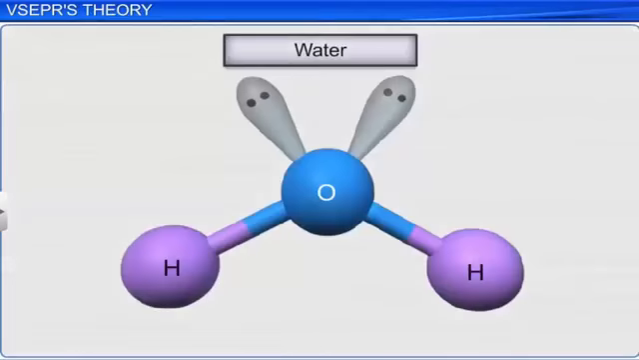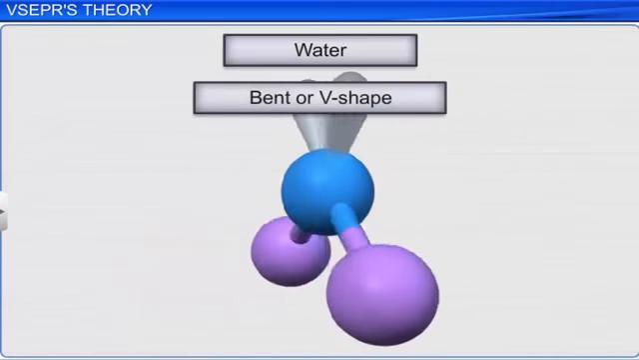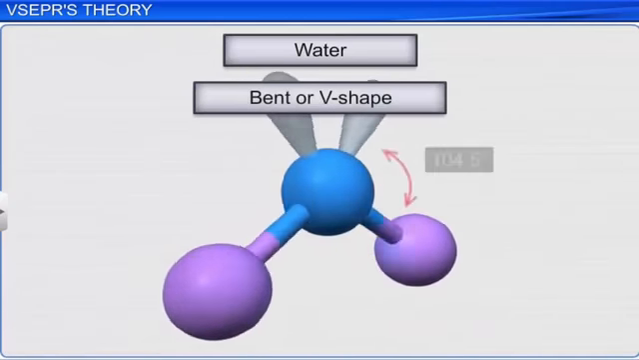In a water molecule, the central oxygen atom has 2 bonded pairs of electrons and 2 lone pairs of electrons. We have seen that repulsion between lone pair and lone pair, and lone pair and bond pair, is more than between bond pairs. Thus, the 2 lone pairs on the central oxygen atom make the molecule distort from its regular geometry to a bent or V-shape, making a bond angle of 104.5 degrees.